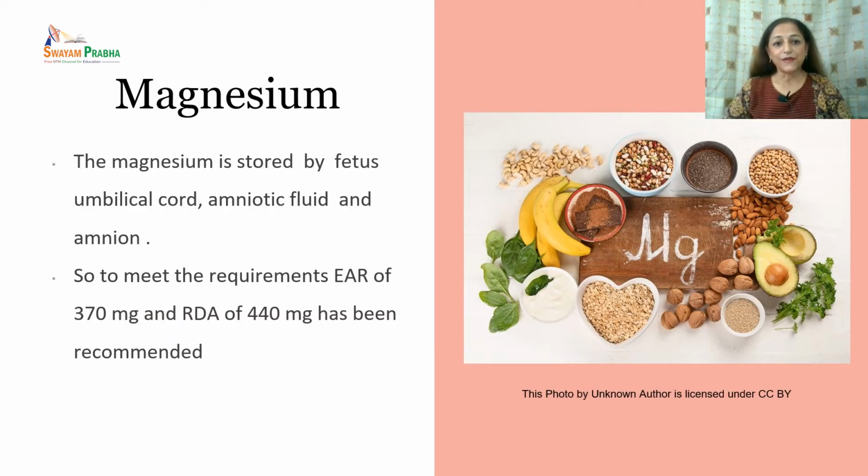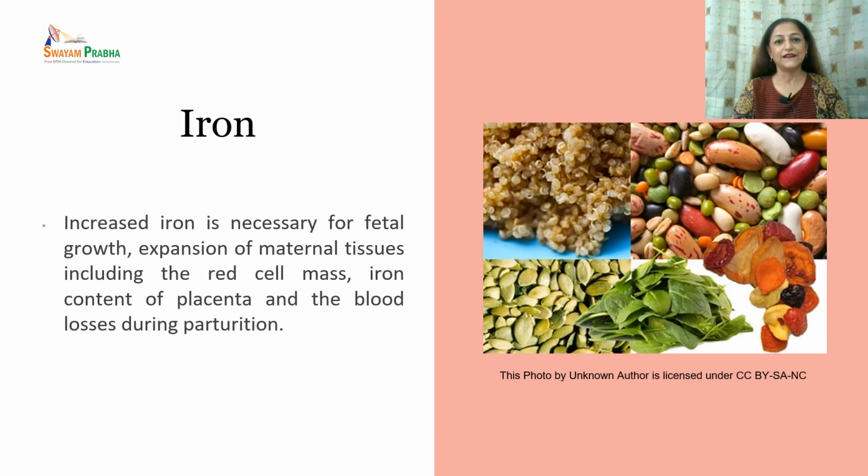Let's talk about magnesium. It is stored by the fetus, umbilical cord, amniotic fluid, and amnion. So to meet the requirements of magnesium, an EAR of 370 milligrams has been suggested, and 440 milligrams of magnesium as the recommended dietary allowance during pregnancy.